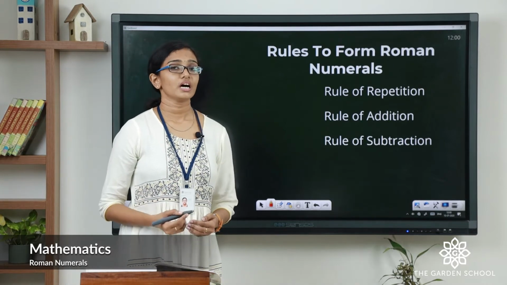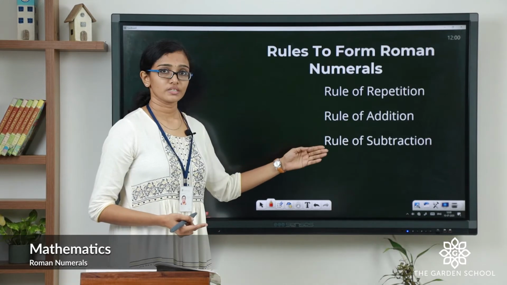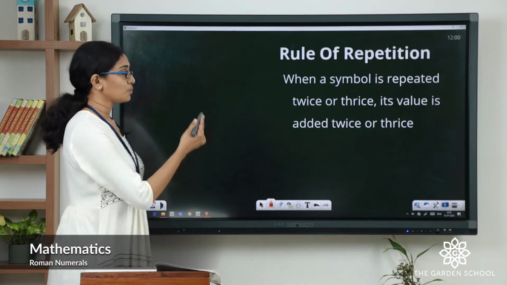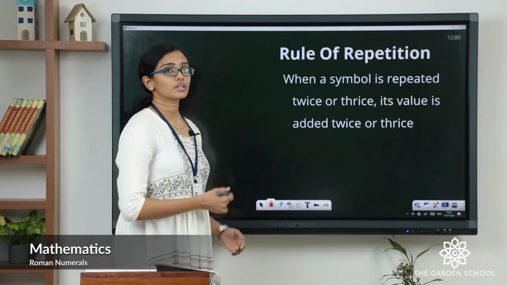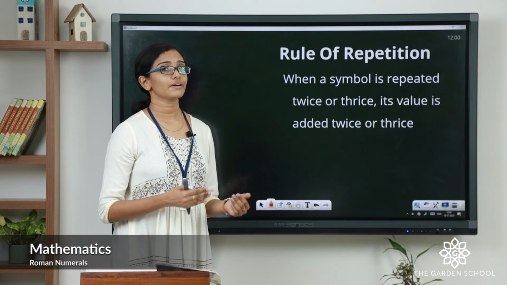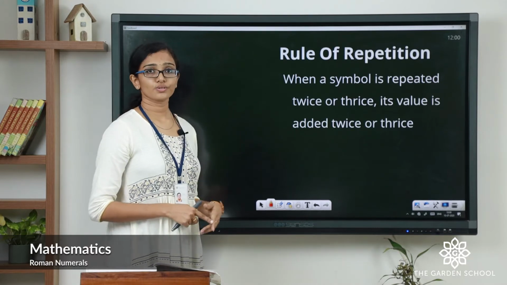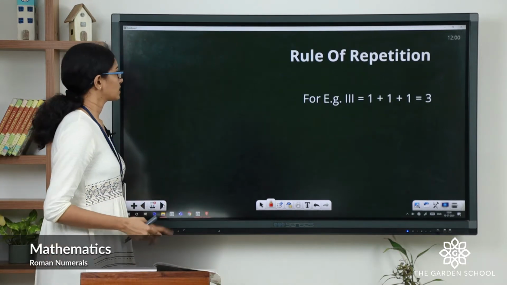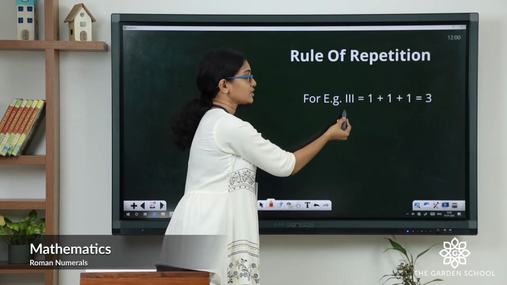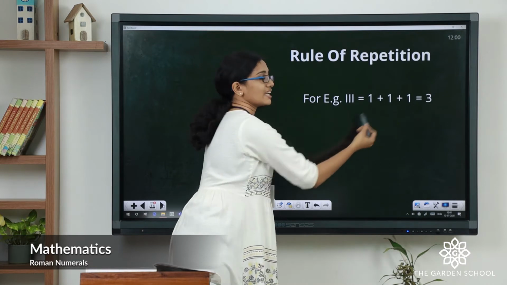Now, there are a few rules that we need to keep in mind while forming Roman numerals. We have the rule of repetition, rule of addition, and rule of subtraction. We'll see the rule of repetition first. As we said earlier, all the Roman numerals are made up by adding or subtracting these 7 symbols. When a symbol is repeated twice or thrice, the value is also added twice or thrice. See, here the symbol I is repeated thrice. Each I represents a value of 1. So, 1 is added thrice to give an equivalent value of 3.